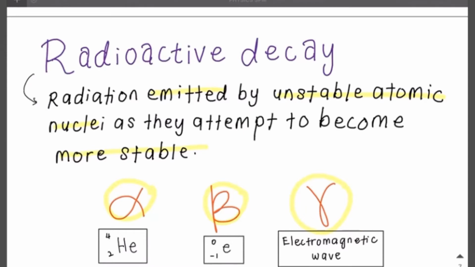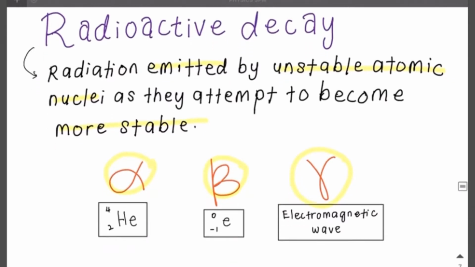For alpha particles, the nature is helium, so the charge is positive. For beta, the nature is electron, so as you know, electron is negative. And for gamma, it is an electromagnetic wave, which is neutral, so it won't be affected by magnetic field.